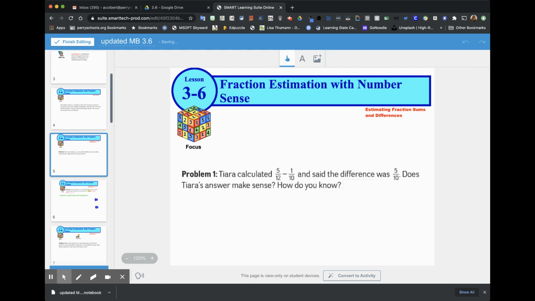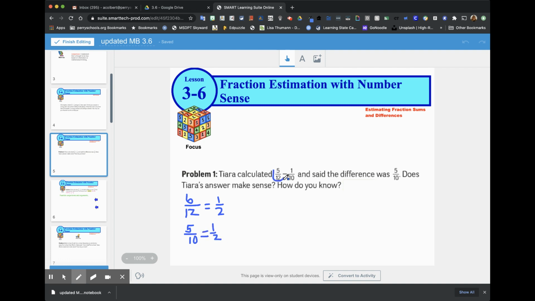Here's another problem. Let's do some estimating, just like what I showed you. Tiara calculated 5/12 minus 1/10 and said the difference was 5/10. Does Tiara's answer make sense? How do you know? Well, I want you to not do anything. I just want you to listen and think about what I'm saying here. I know, just like in the last one when I stated some information I knew, I know that 6 out of 12 equals 1/2. Okay? And I know that 5/10 equals 1/2.